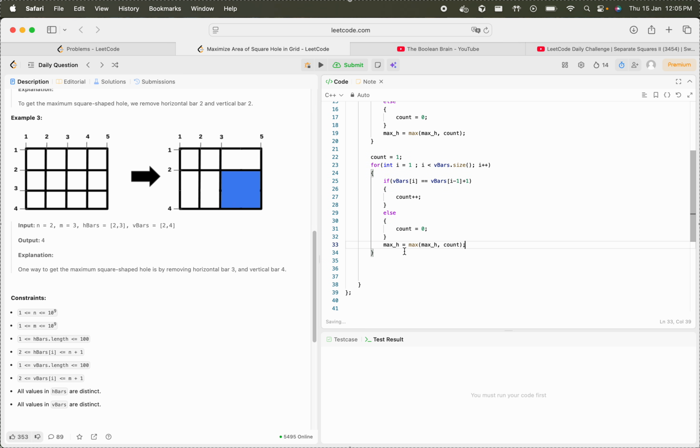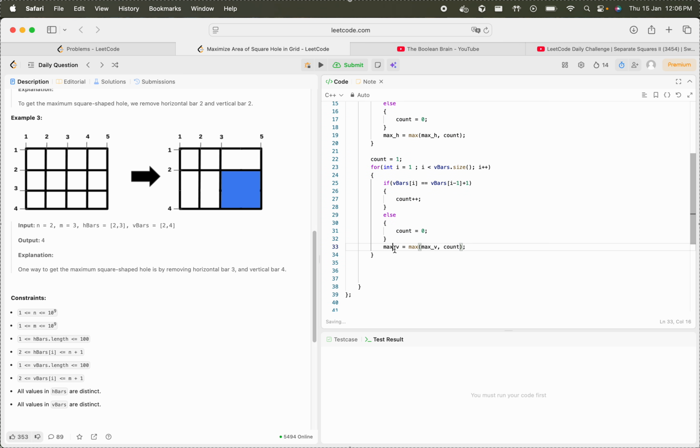And similarly, max v equals max v comma count. Okay. Now I am updating this. Now you might ask, what is the length of the square? Once we have this, what is the length of the square? Is it the minimum of max h and max v directly?